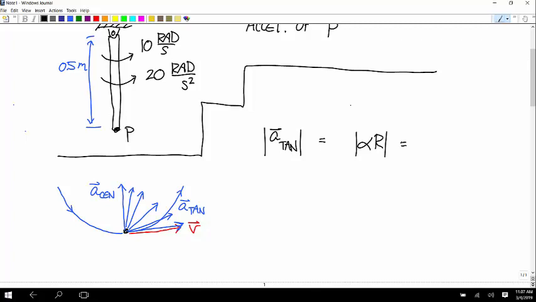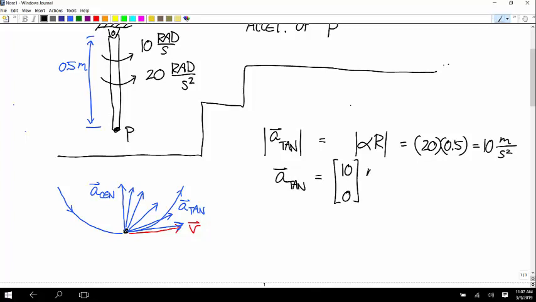And so we have 20 times 0.5, so 10 meters per second squared. And we already figured out that that's in the positive x direction. So yep, that's right. So the tangential acceleration is (10, 0).